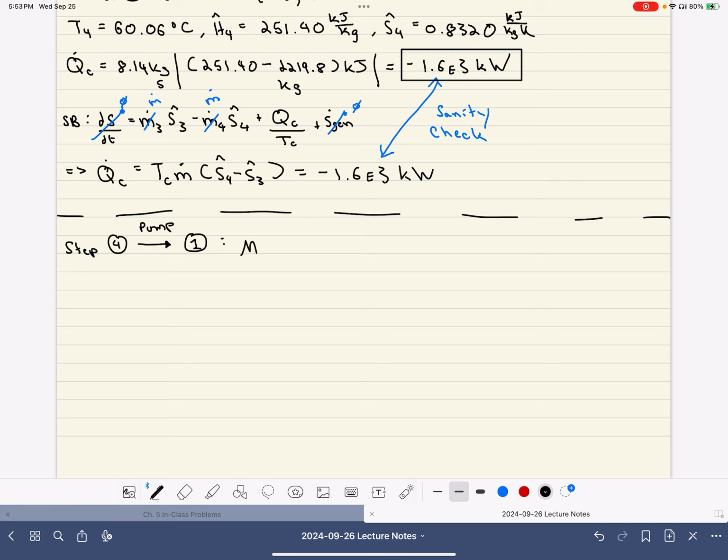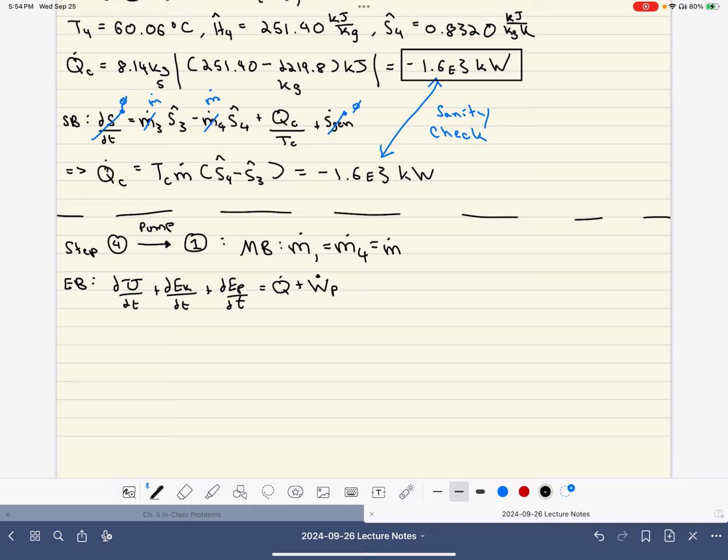The material balance, just like the other unit operations, simplifies down into M1 is equal to M4, which is just equal to M dot. For the energy balance, we start with the open system energy balance. It's equal to Q dot. And then the shaft work here, so with a pump, things are moving, pieces of machinery are moving. So our shaft work, we're just going to rewrite as pump work.